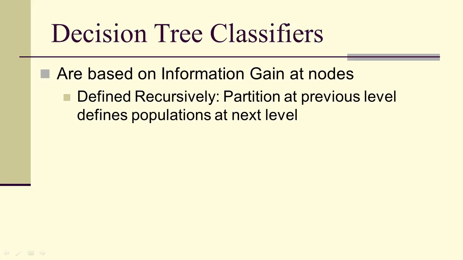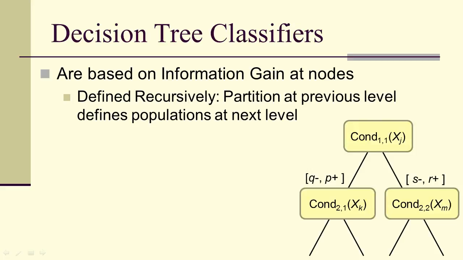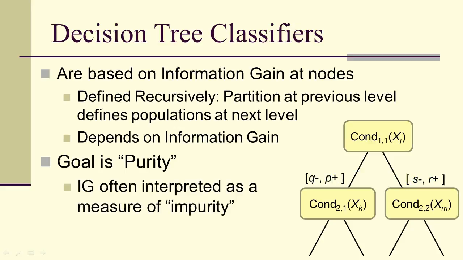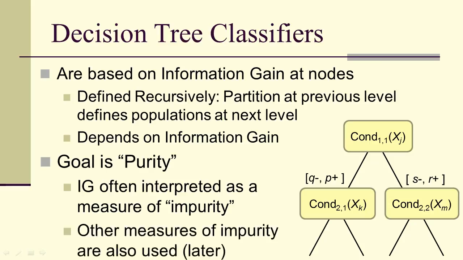They're defined recursively. We partition at the previous level, we get populations at the next level, and we do it again. So we start with a condition, then we get more conditions, and we keep going. We're going to use information gain. Our goal is actually purity. It would be nice if we could find a condition which split the data into pure negatives and positives. So information gain is interpreted often as a measure of impurity. There are also other measures of impurity we'll see later.